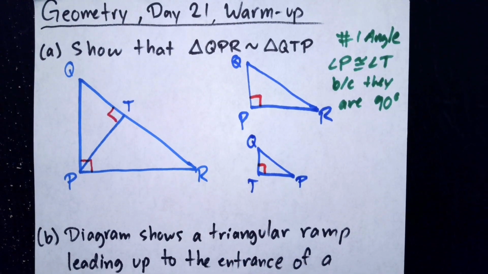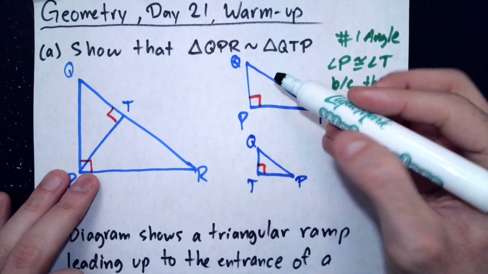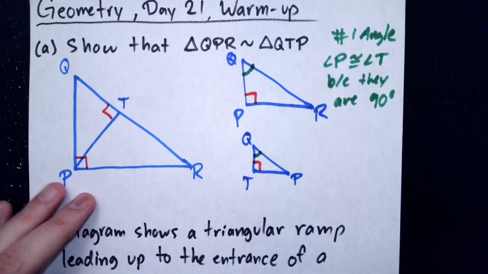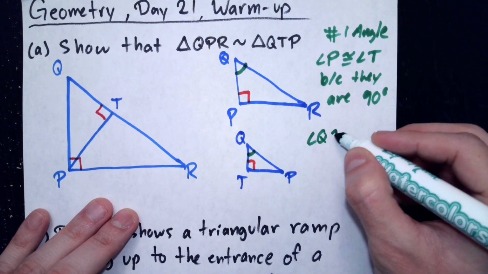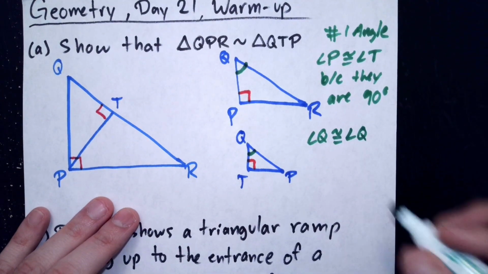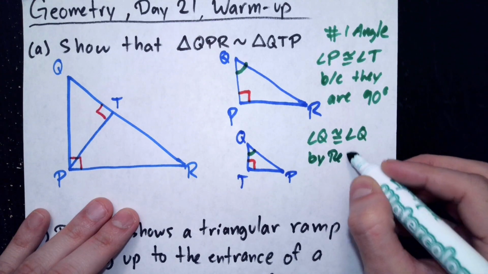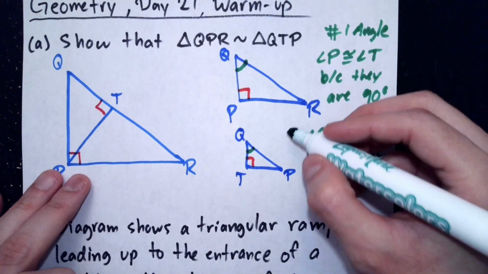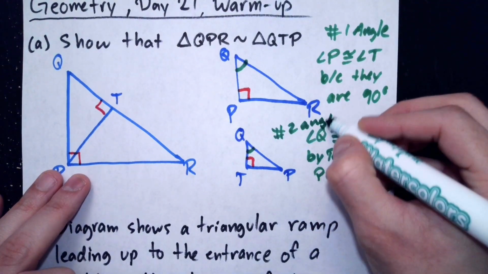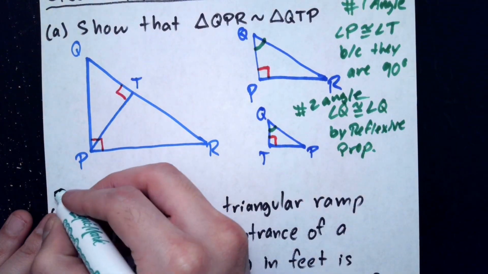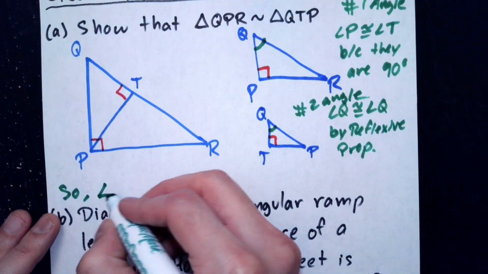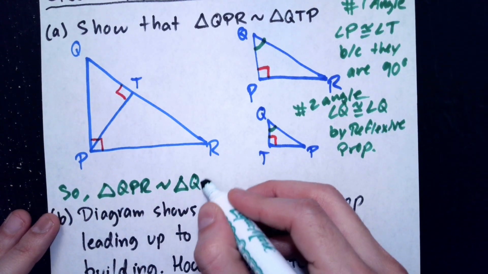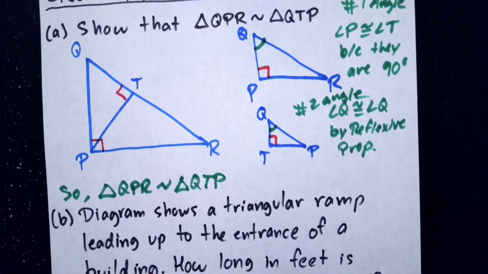which is congruent. And then I also notice that both of these triangles actually use angle Q twice. So this is angle Q and that's angle Q. So we know that angle Q is congruent to angle Q by the reflexive property because they are the same angle. So that is enough information. This is angle 2. Therefore, we can confirm that triangle QPR is similar to triangle QTP, just because they share these two angles.